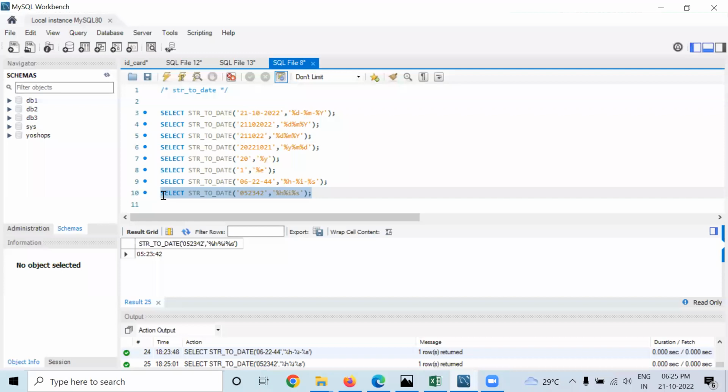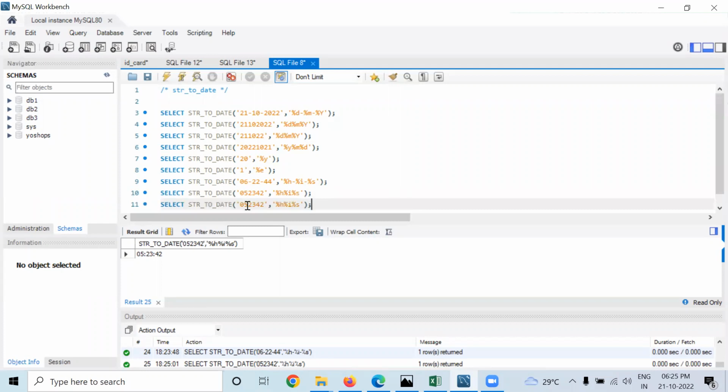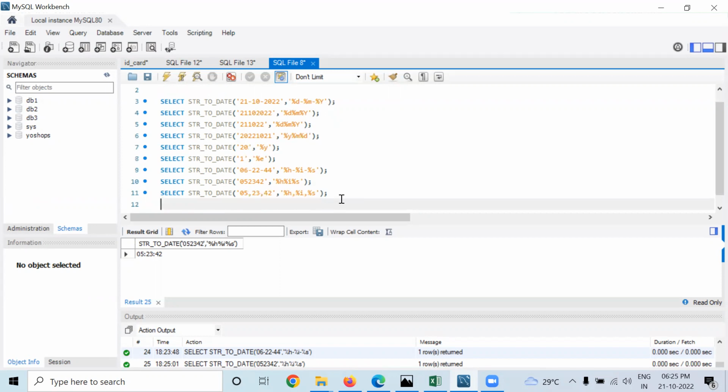If I'm taking comma, then you have to put comma in between. Whatever symbol is there, you have to copy it as it is over there also. Control enter. Now also it is working. So that was regarding time, and here also, if you want to take them individually, that also can be done.